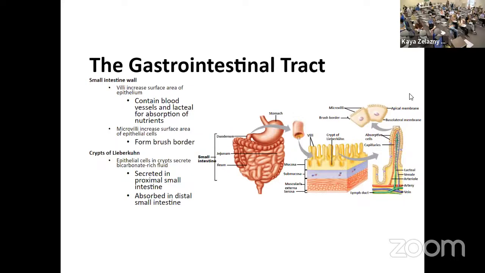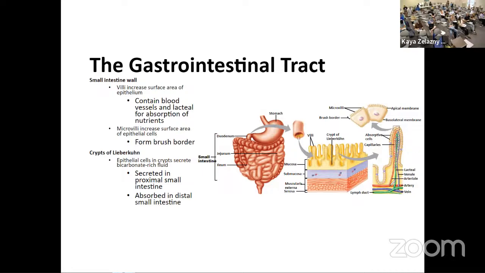Now, before we trace through our food going through, we're going to look at the wall of the small intestine specifically. So I mentioned that we are increasing surface area for absorption. So one of the features that lets us do that is our small intestine has these structures called villi on it. So you can see these projections up, these extra little kind of nubbin things. This increases surface area compared to, right, if we just had a flat layer of cells. Right? So they're increasing the surface area of the epithelium. They also contain blood vessels and lacteal for the absorption of nutrients.